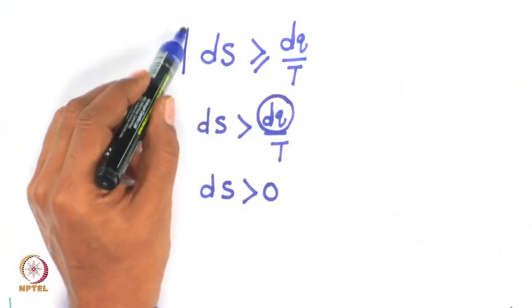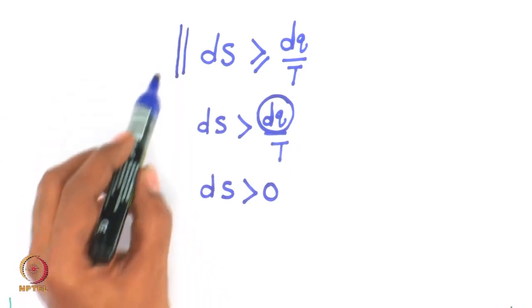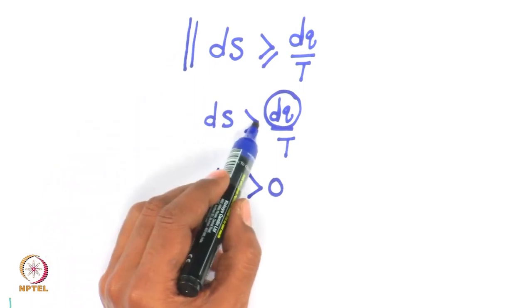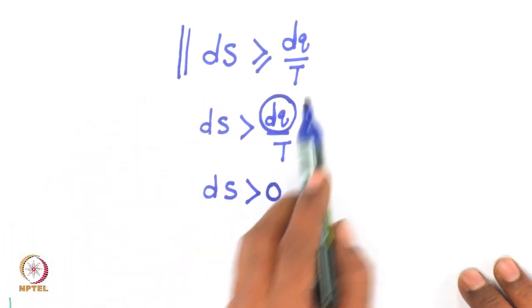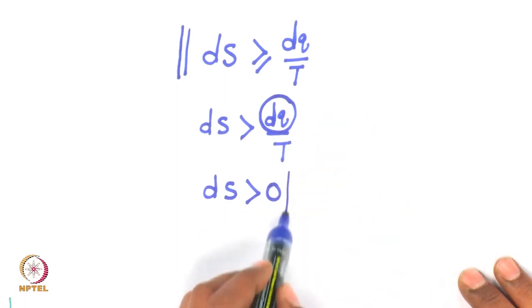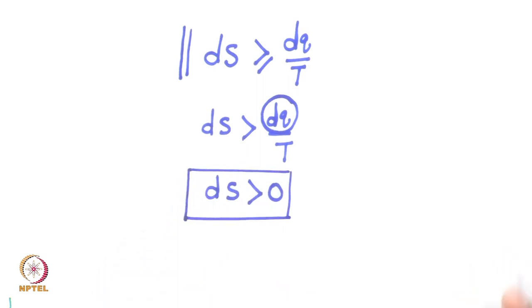Clausius inequality gives qualitative answers. You see here, the process is irreversible. So, therefore, I use the greater than sign, and since the process is adiabatic, I put dQ equal to 0. So, dS is greater than 0, and this is the driving force for the process. How to calculate this change in entropy is a different question, we will deal with it separately.